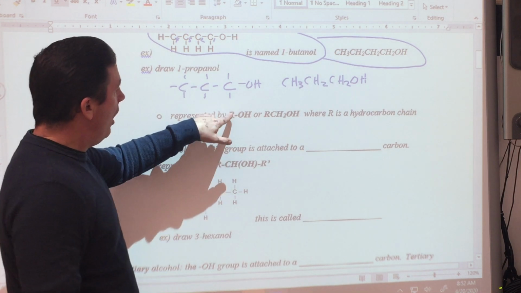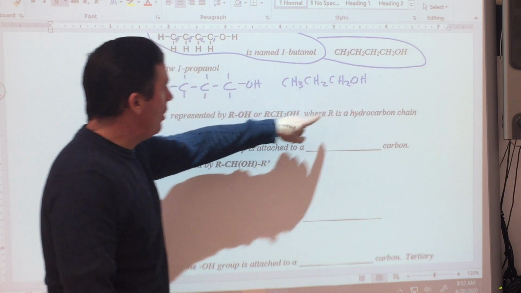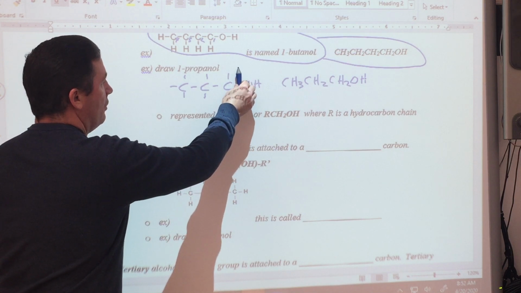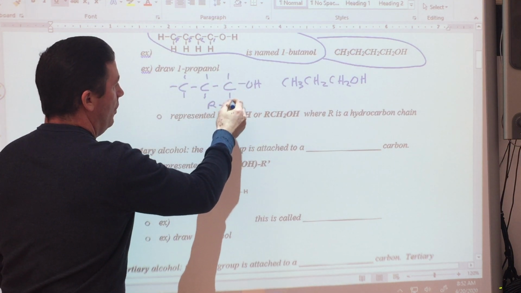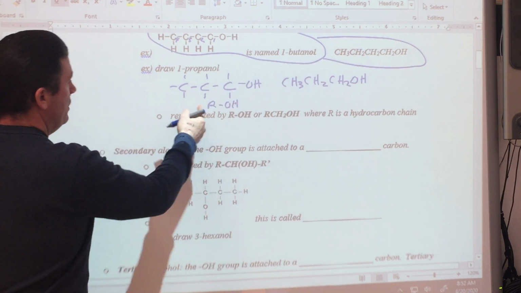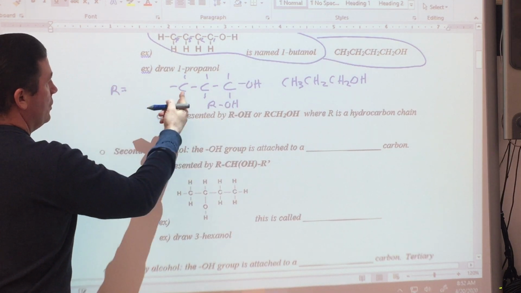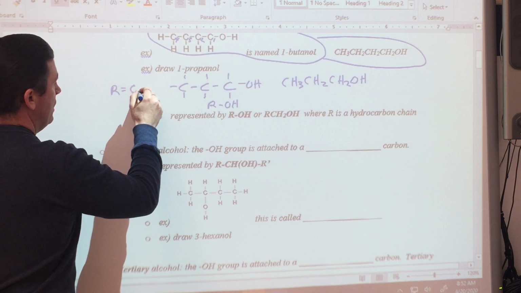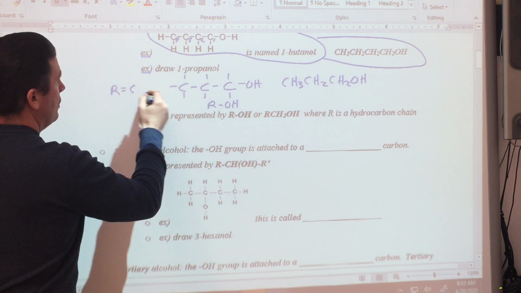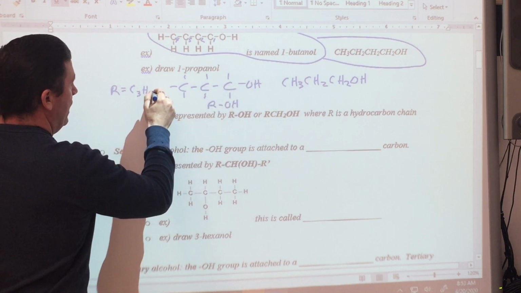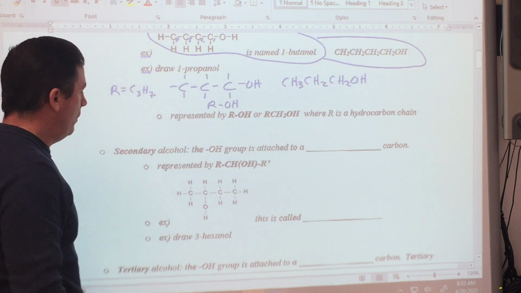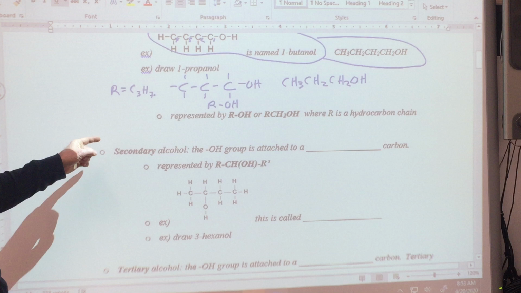So again, this R is what we call the hydrocarbon chain. From here over, this is the R group. ROH. In this case, R equals C3H7. Okay? So that's a primary alcohol.